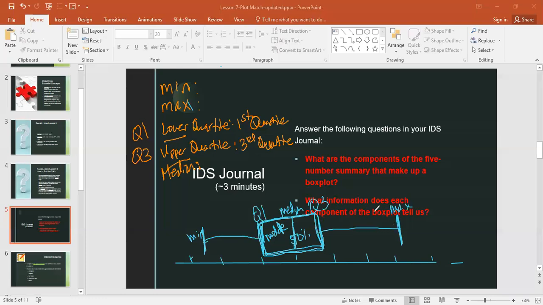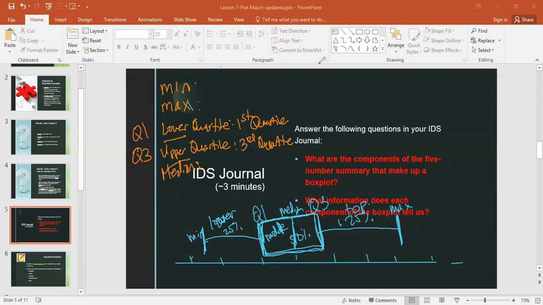Okay. And then your whiskers are, this is the upper 25%. Top 25% and lower 25%. So that makes 100% of your data, right? So that's our box and whisker plot using our 5-number summary: minimum, Q1, median, Q3, maximum.